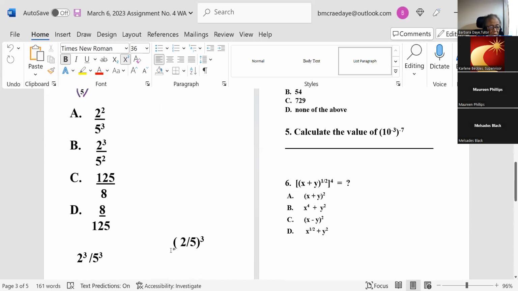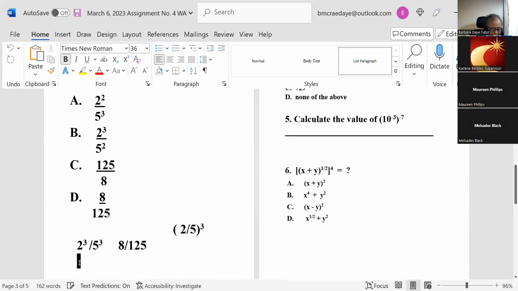Now, what's 2 to the third power, Maureen? 2 raised to the third power. 8. So that would be 8, right? What's 5 to the third power? 125. That's it. So what's your answer? D. That's right. You had it reversed, right? But remember, your 2 is in the numerator. So answer D. Mercedes, are you okay with that?